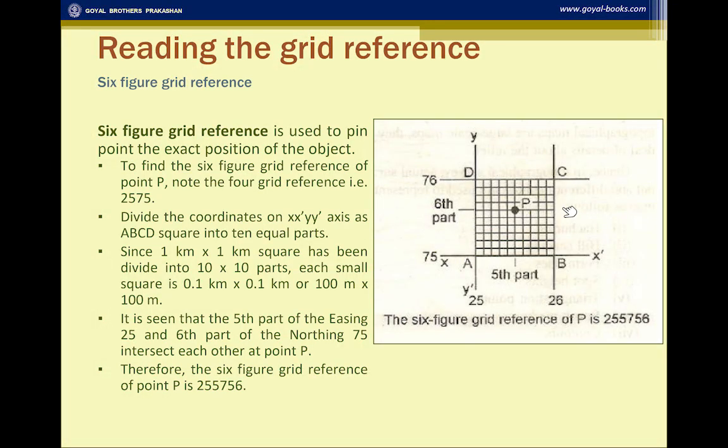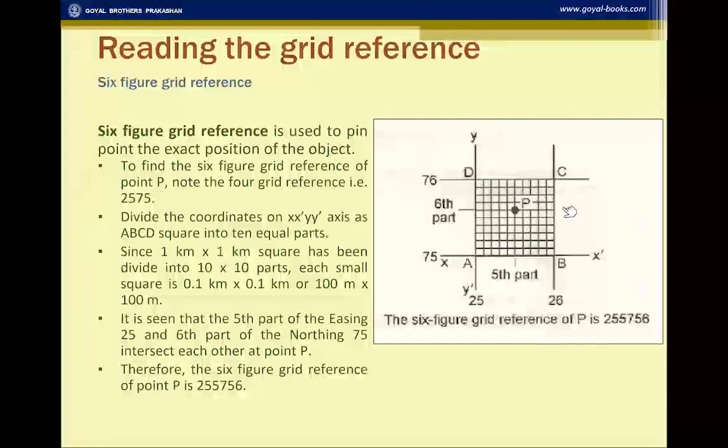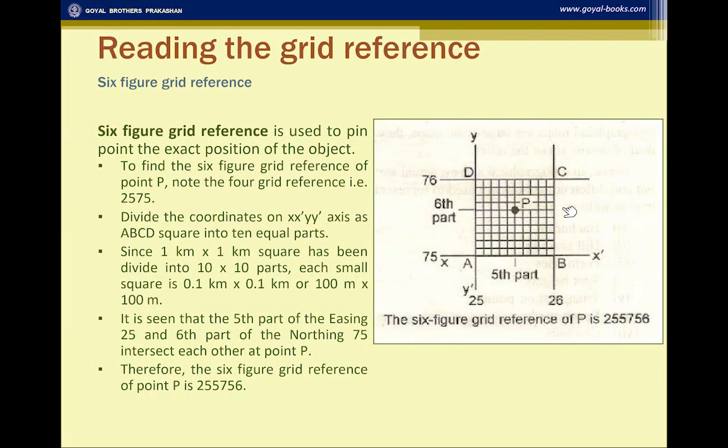Sometimes in the examination they give the 6-figure grid reference and ask you to locate or identify the conventional sign given there. So you have to be familiar with the 6-figure grid reference. Here it is given to find the 6-figure grid reference of point P. Note the 4-figure grid reference, that is 2575.